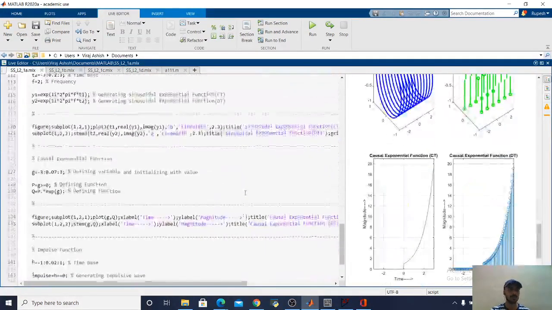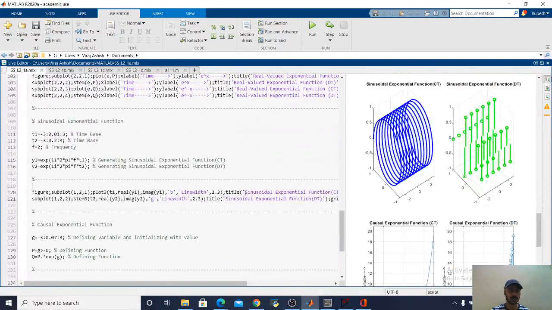Next one is the sinusoidal exponential function. Basically it will generate a 3D graph. You can see its graph here and its corresponding code here. That is e to the power j 2 pi ft.